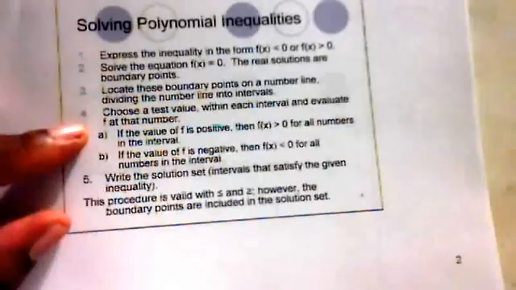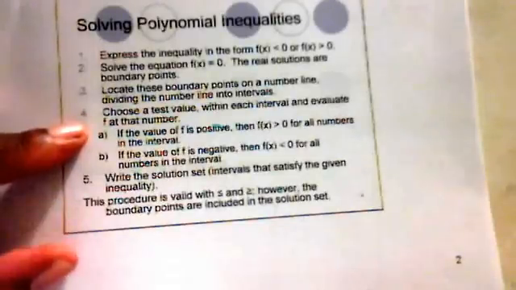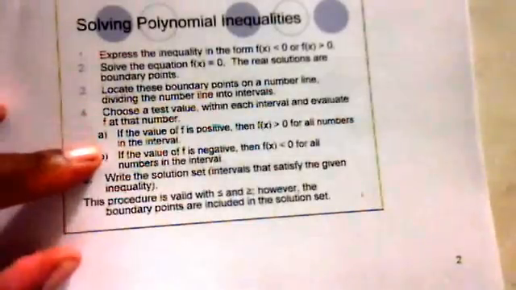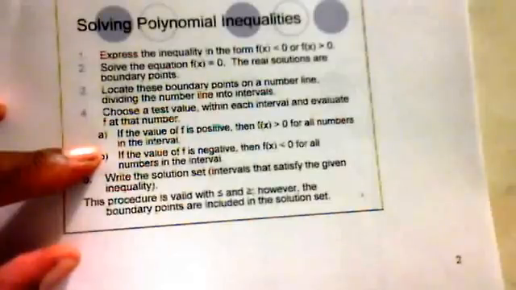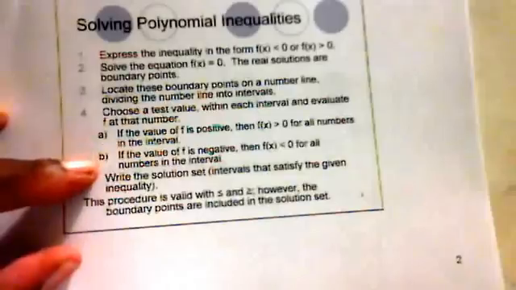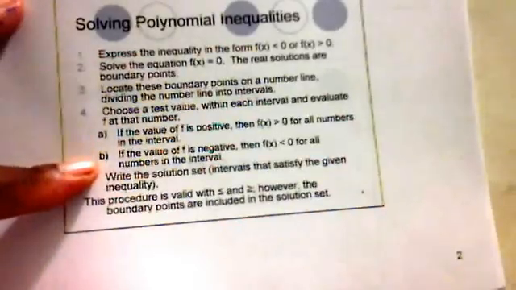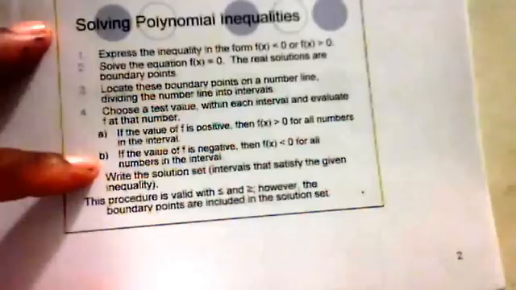And then the fourth step would be to choose a test value within each interval, and you're going to evaluate f of x at that particular number. If the value of f of x is positive, then that means that f of x will be greater than 0 for all of the numbers in that interval. Or if the value of f is negative, then that means that f of x will be less than 0 for all of those numbers in that interval.